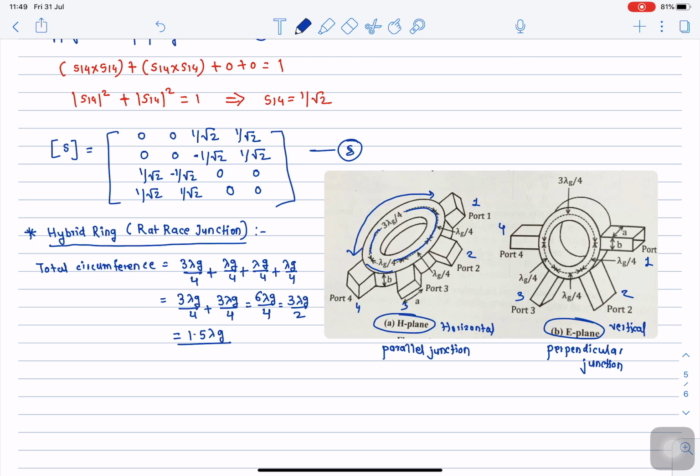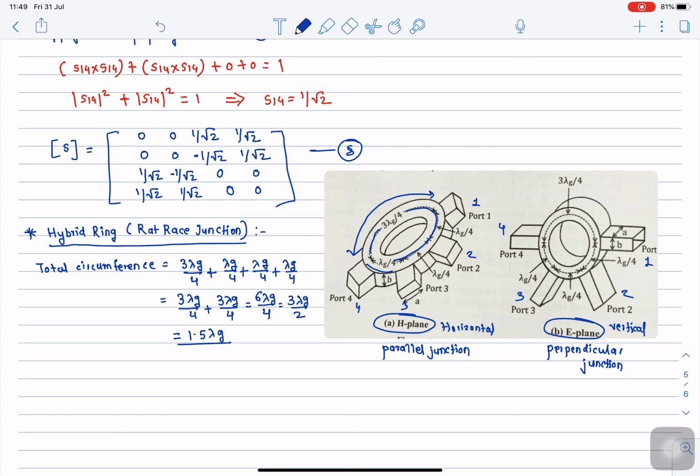So when the hybrid ring is excited with a certain microwave power at port number 1, this power will get divided equally. It will become P by 2 and P by 2, and it will be made available at the output of port number 4 and port number 2. And there is no power at port number 3, right? So this applies the same, okay? And here port number 1 is the input port, and the signal will get equally split at port number 2 and 4, okay?